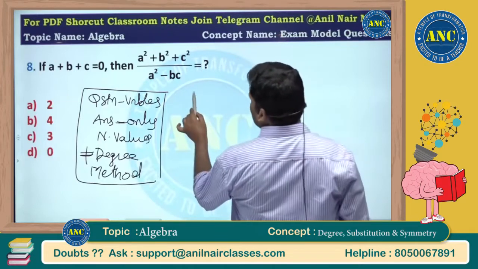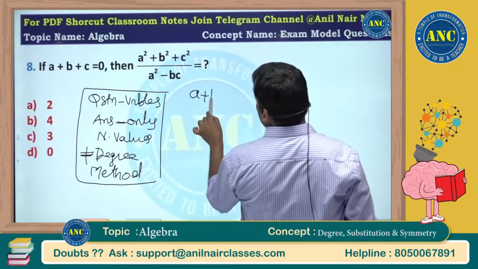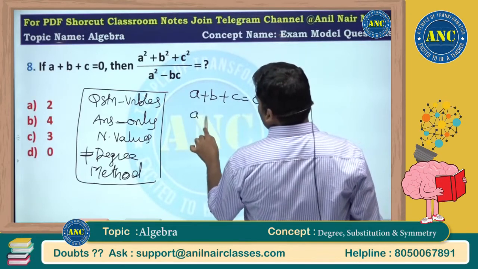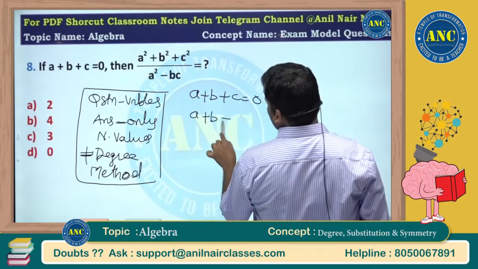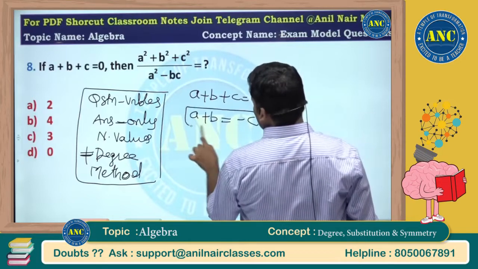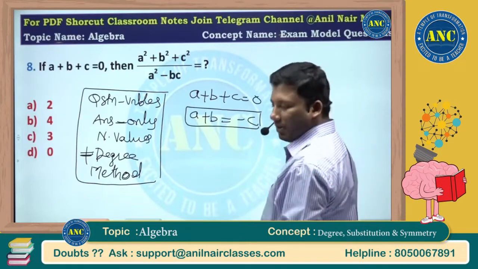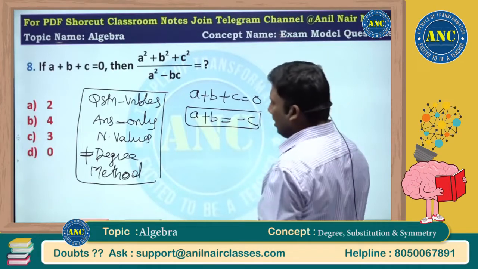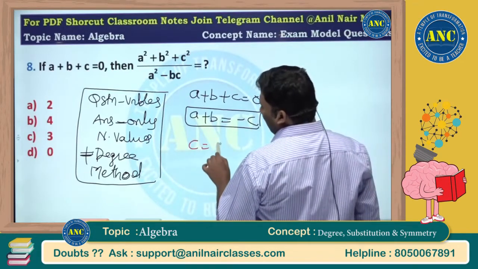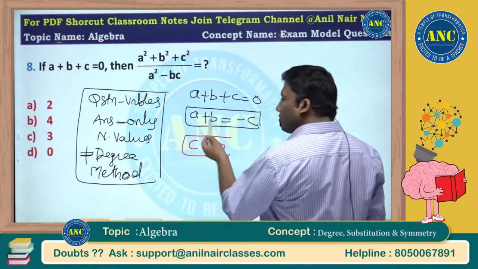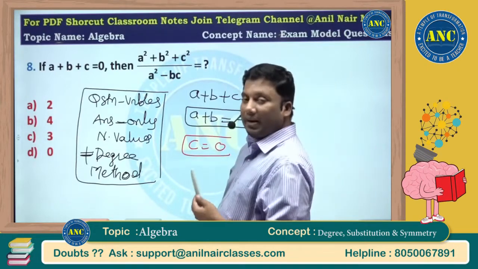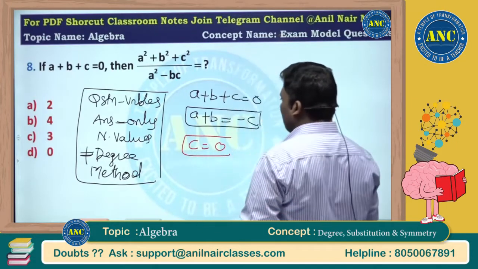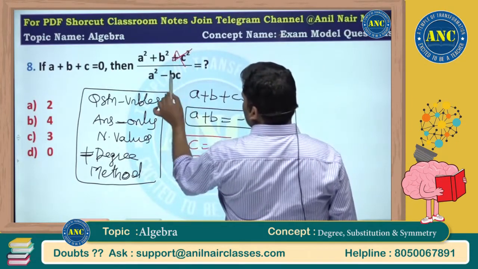So that is the reason A plus B plus C is equivalent to 0. A plus B is equivalent to minus C. So what is the dependent variable? The dependent variable is C. Make the dependent variable C 0. You can also substitute for A and B and get the value of C and substitute. That also will give you the answer. Make C 0. This is out.